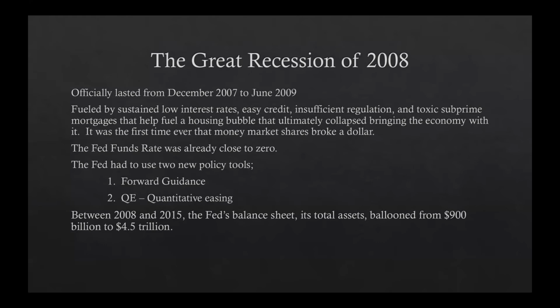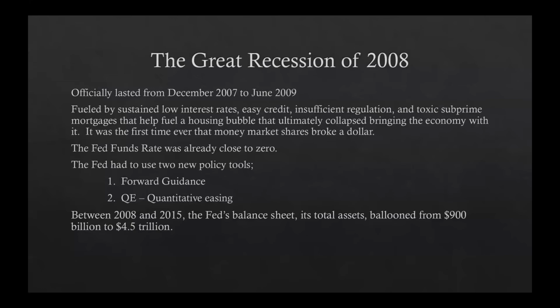The only other time we've really had QE, the first time the Fed had to go there, was the Great Recession of 2008. So let's talk about why the Fed actually introduced QE and why it went down this path. The Great Recession of 2008, guys, you remember when this was. It's when the housing market came crashing down. It officially lasted from December 2007 to June 2009.